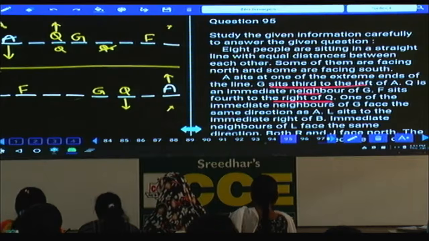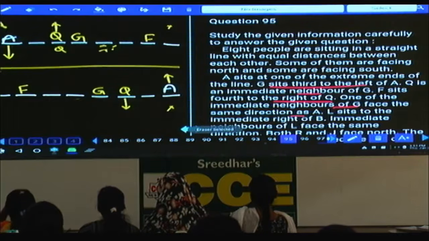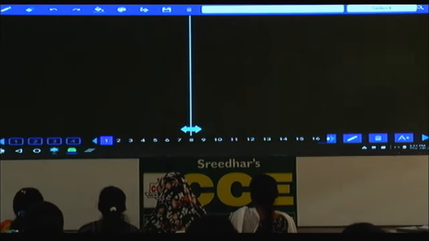One of the immediate neighbors of G faces the same direction as A. Now here in the first case, A is facing south. An immediate neighbor of G is also facing towards south. Who are the immediate neighbors of G? 2 persons, either Q or this person. This person is facing towards south. Clear? Now this person is facing towards which direction? South.